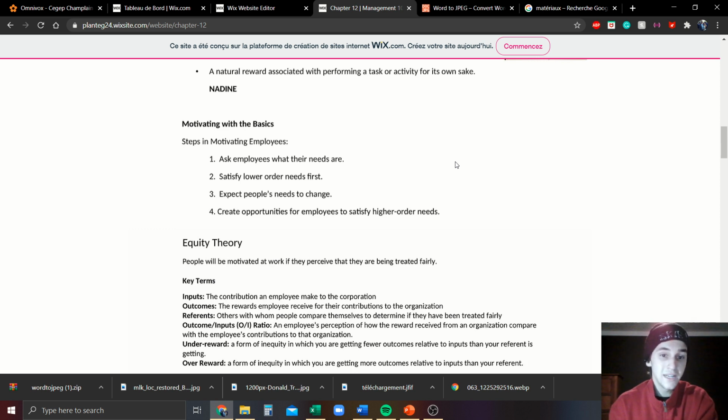So next, for motivating with the basics, steps in motivating employees: ask employees what their needs are, set aside lower order needs. As I said, expect people's needs to change, create opportunities for employees to satisfy higher order needs.